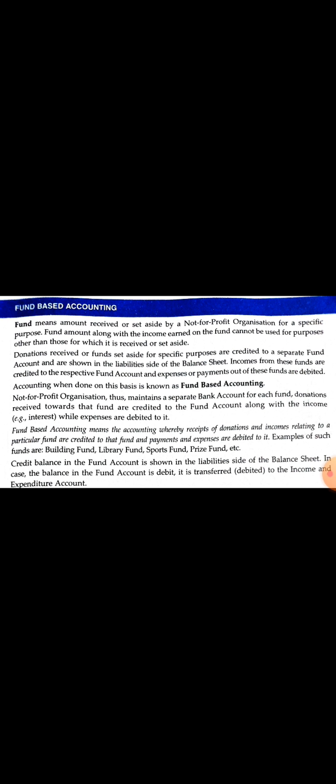Examples: building fund, library fund, sports fund, prize fund, etc. Credit balance in the funds account is shown in the liability side of the balance sheet. In case the balance in the funds account is debited, it is transferred to the income and expenditure account, debited to the income and expenditure account.